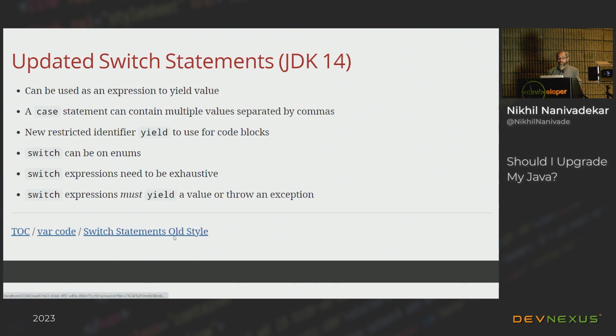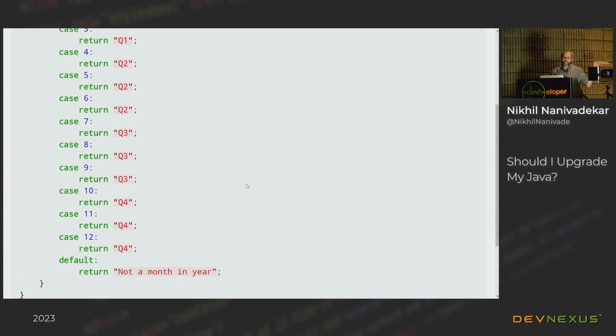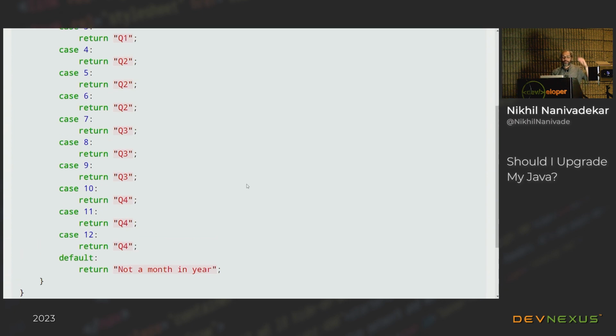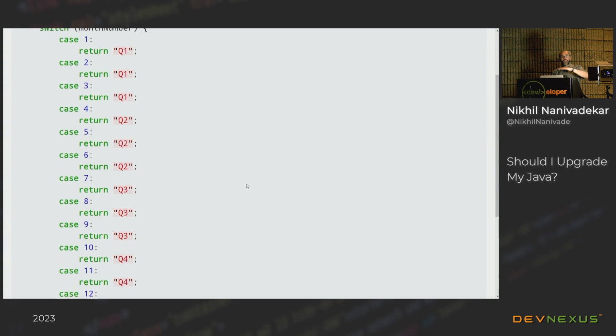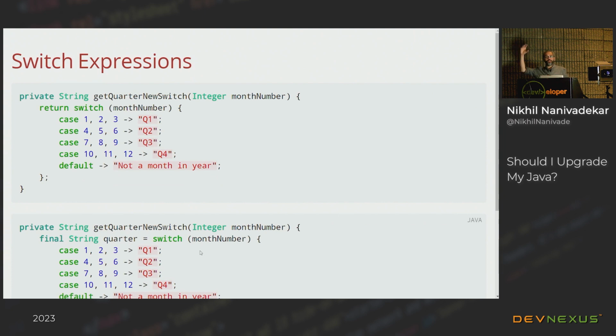So let's look at how it was pre JDK 14. Again, simple code where you get the month number and you want to identify which quarter it is. So 1 to 3 is Q1, 4, 5, 6 is Q2, 7, 8, 9 is Q3, and 10, 11, 12 is Q4. All of this can actually be collapsed, but because of the old style of switch statements, we have to have that much redundancy and keep writing the same thing over and over again. With the new way, all that code can be collapsed into pretty much 5 lines, and it's much more readable.